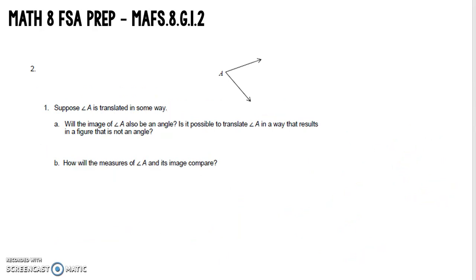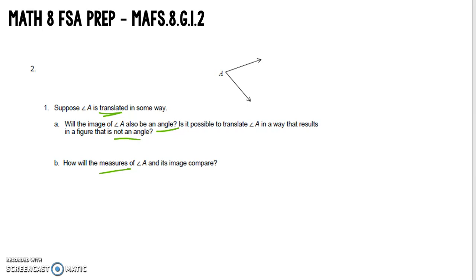Suppose we have angle A and it's translated in some way. Will the image of angle A also be an angle? Is it possible to translate angle A in a way that will result in the figure not being an angle? Think about that. And then part B, what about the measure of the angle? Pause the video really quick, think about these questions, and then let's answer.